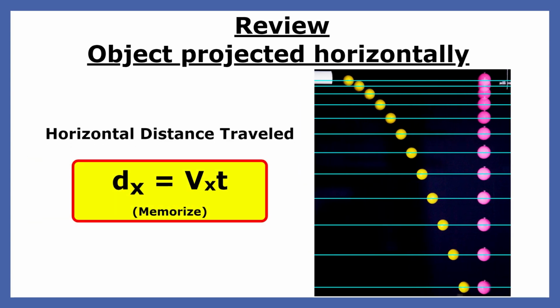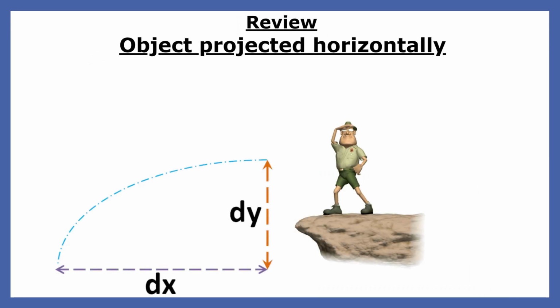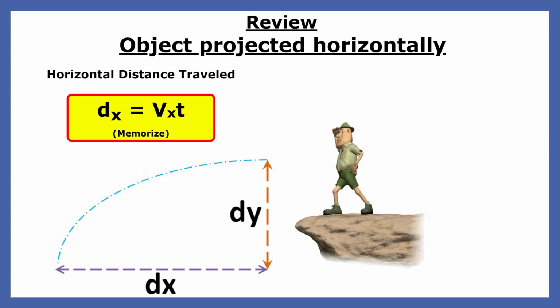Horizontal distance is called dx. Horizontal displacement of any projectile can be found by multiplying its horizontal velocity by the time the projectile spends in the air. Here's a nice illustration of what is meant by the variables dx and dy. dy is a projectile's vertical drop, and dx is the horizontal distance traveled by the projectile. A projectile's horizontal distance is called its range.